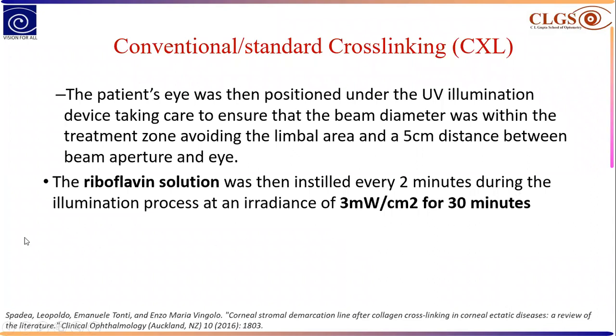So during the illumination process, the irradiance is 3 milliwatt per centimeter square for 30 minutes. This unit, 3 milliwatt per centimeter square, is the unit for UV radiation exposure. In the standard cross-linking procedure, we use a radiation of 3 milliwatt, and sometimes some consultant surgeons also use 9 milliwatt.